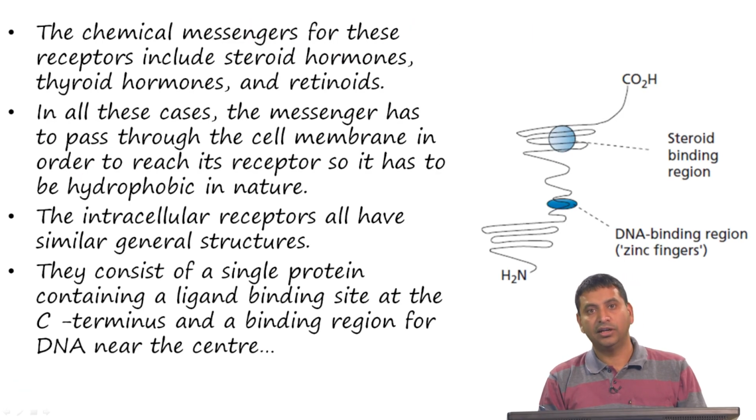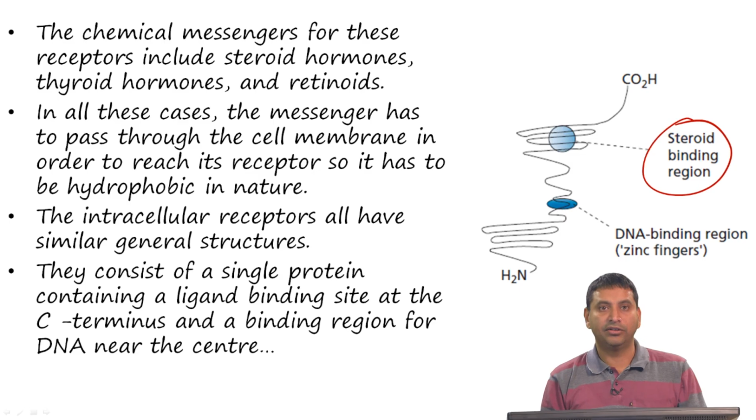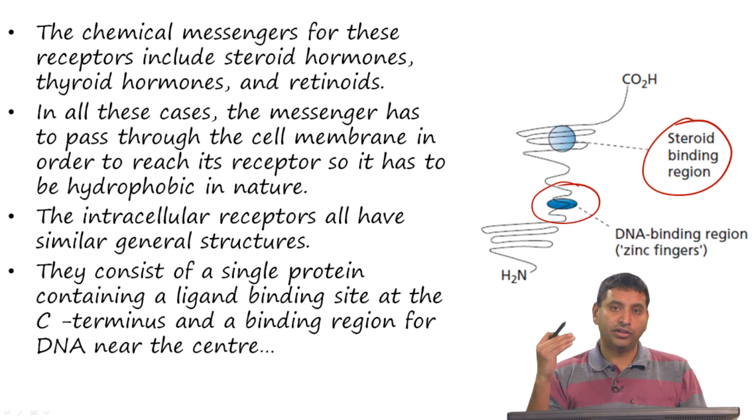The way it happens is that there are regions to which the ligand comes and binds. For example, here is the steroid binding region, and thyroid hormones or steroid hormones are quite hydrophobic in nature, so they can get across the cell membrane, bind to this region and trigger the signaling. But they also have a DNA binding region, and so these can go and bind to DNA. For example, there are cysteine based zinc fingers in these, and once they bind to DNA, they can initiate transcription.